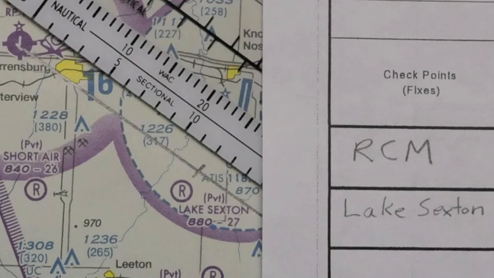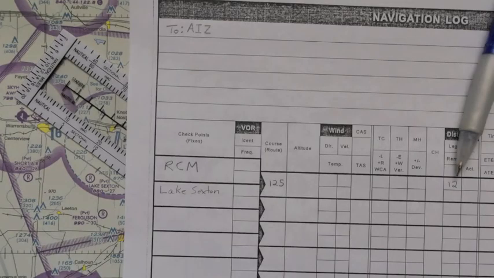The number of nautical miles between them will be your first leg in the distance column. Write 12 in the distance column in the leg box. We will add up each leg to find our total distance between departure airport and our destination airport.